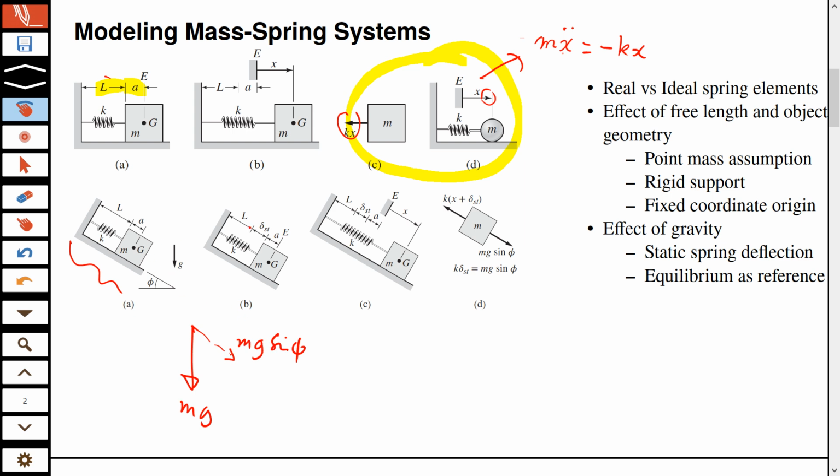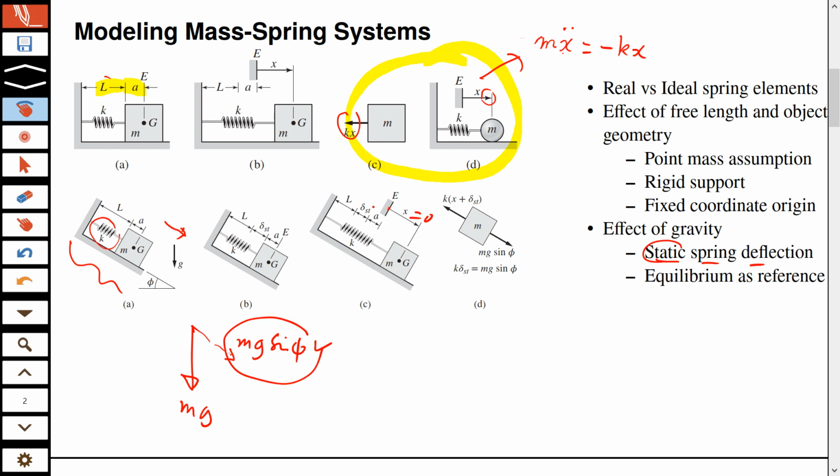So even if this body doesn't move, it will still, of course, if you don't have any other force, this component of the weight will produce some initial displacement, okay, and that displacement is what you call the static spring deflection. Why is it called static? Because it is possible that this x is 0. Let's say it stops there. You imagine some scenario where it stops there.